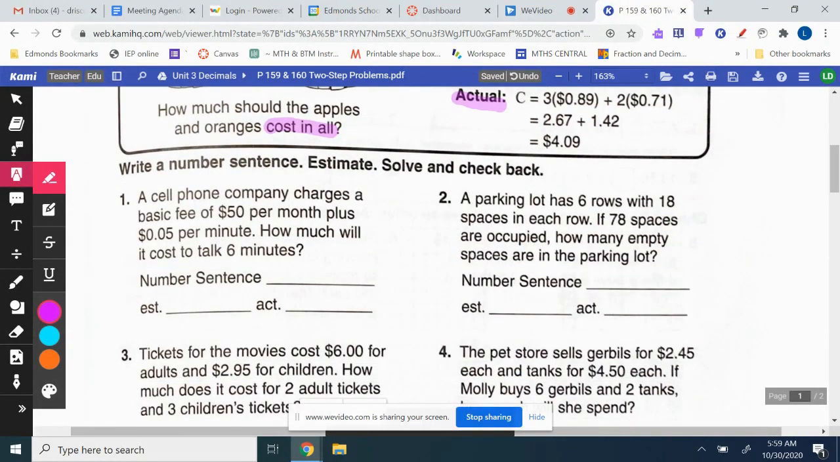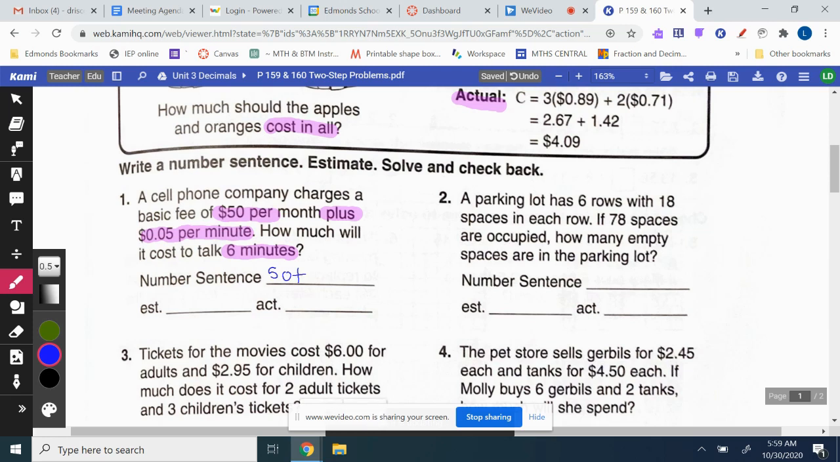A cell phone company charges a basic fee of $50 per month, plus, that word's important because it's going to tell us we're going to be adding something, 5 cents per minute. How much would it cost to talk 6 minutes? So let's take a look at what we're doing with this. The first thing we want to know is a number sentence.